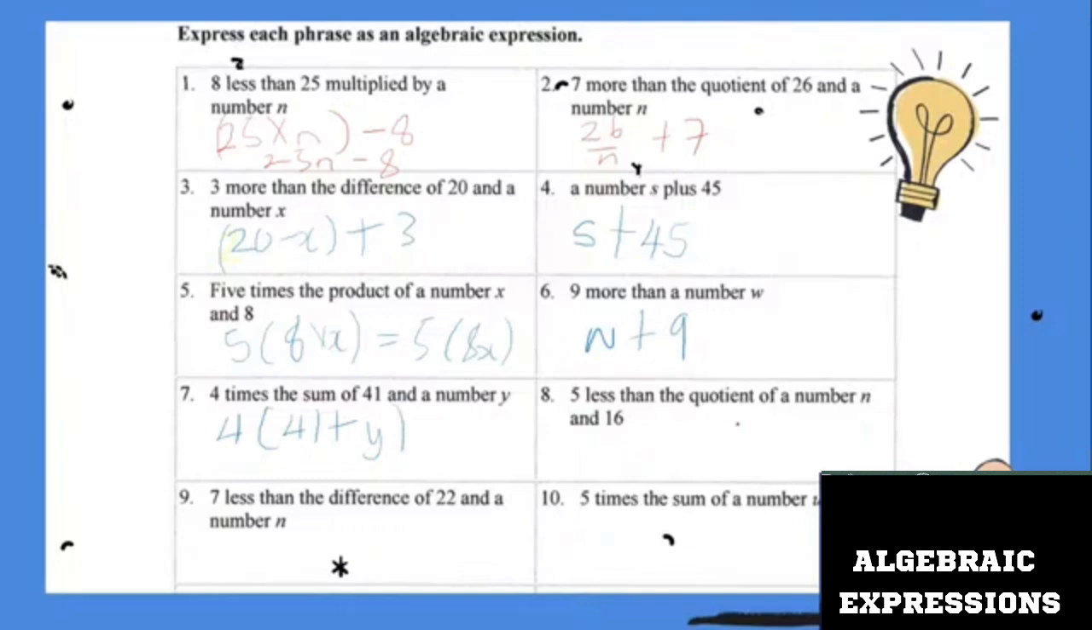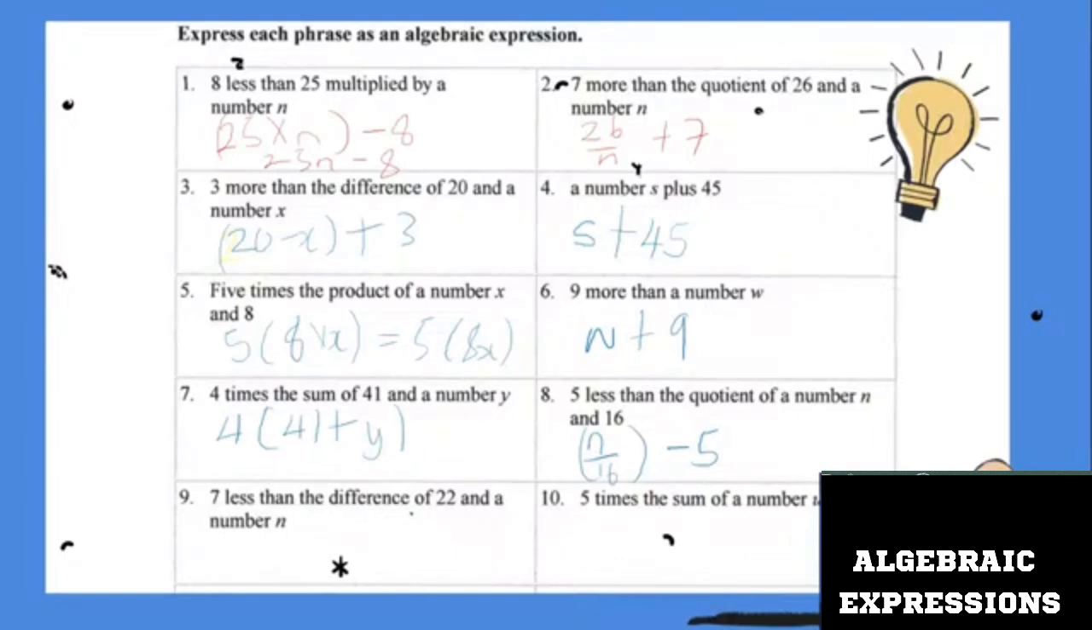4 times, so we're going to put brackets instead of multiplying, the sum of 41 plus y. Then 5 less than the quotient of a number n and 16. So n over 16, and then minus 5. Take note that it's different here and here. The first number that appeared was 26. That's why we made 26 the numerator and n the denominator. In this case, n appeared first, so we wrote n as the numerator and 16 as the denominator, and then we subtracted this 5.